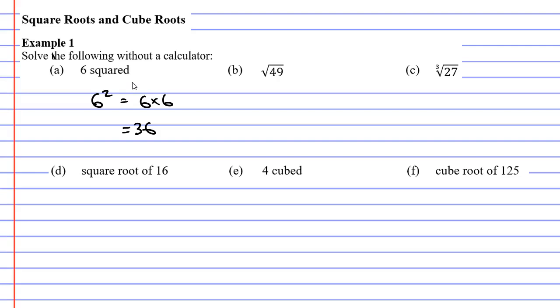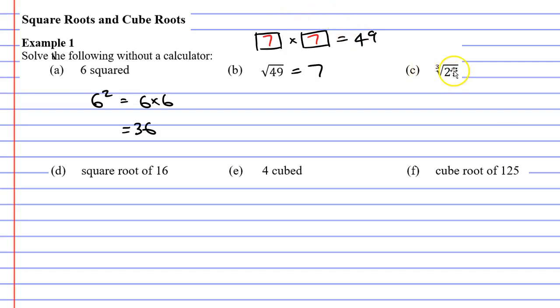Alright, now moving on to question B. This means the square root of 49. So what we need to do is think, okay, what two numbers that are the same when multiplied together equal 49? And the two numbers are 7. 7 times 7 equals 49. Therefore, the square root of 49 must be 7.